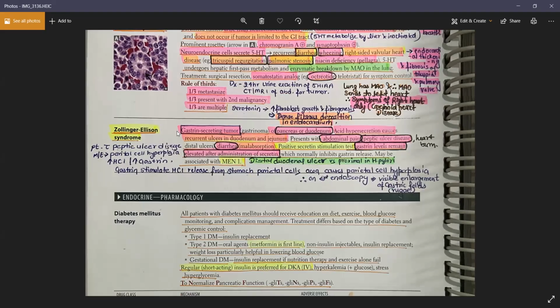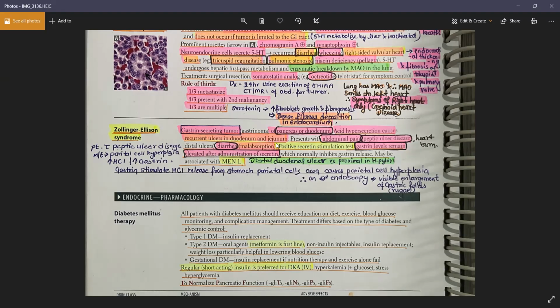Okay, then comes the Zollinger-Ellison syndrome, which is a tumor that releases gastrin. Okay, it releases gastrin that causes very high HCl production in the stomach, and this high HCl will enter your duodenum, and in the duodenum it can cause ulcers. And please remember the location of the ulcer. It would be the distal duodenum and the jejunum. Okay, the normal benign ulcers that you find in the duodenum, they're always in the proximal 1/3 of the duodenum. Remember?